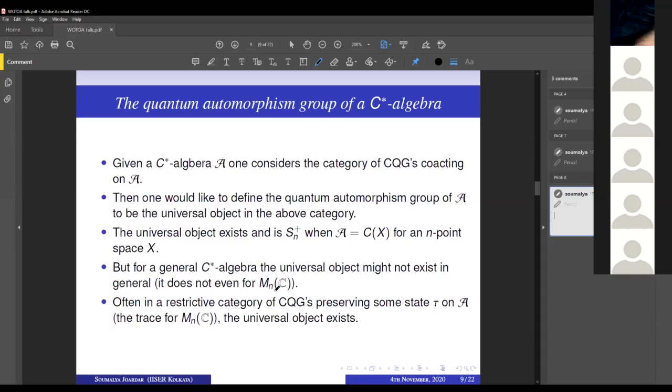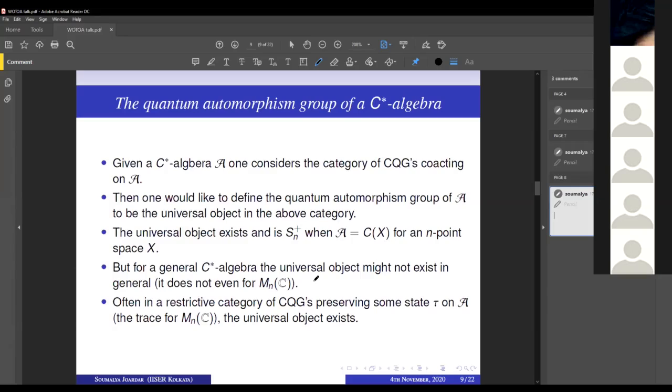In that case, that is also done by Shuzhou Wang. By the way, I forgot to mention that this quantum permutation group was introduced by Shuzhou Wang in his seminal paper. And yes, in that paper, he actually noticed the problem with the existence of a universal object, even in the case of a simple C*-algebra like M_n(C).